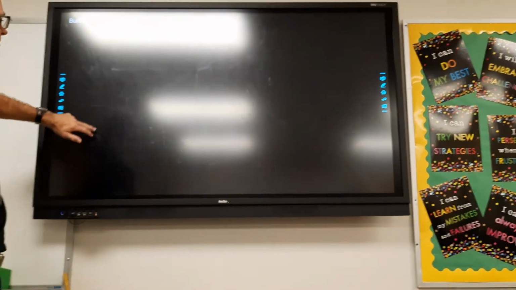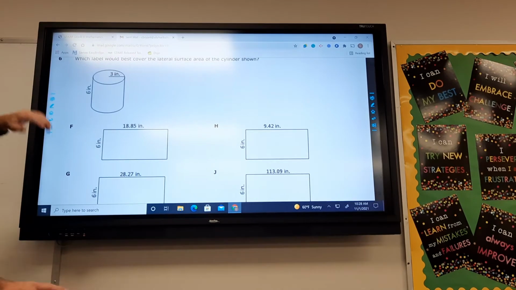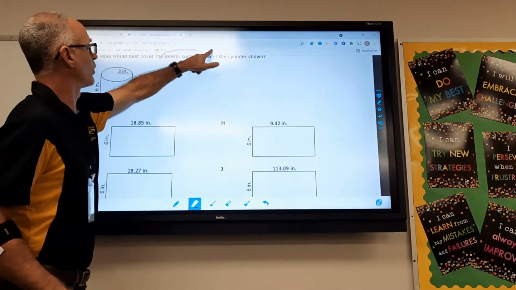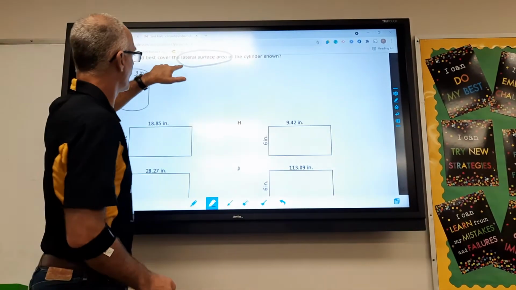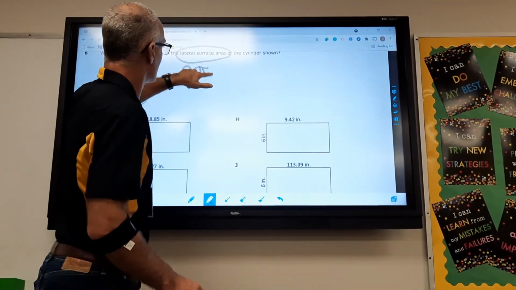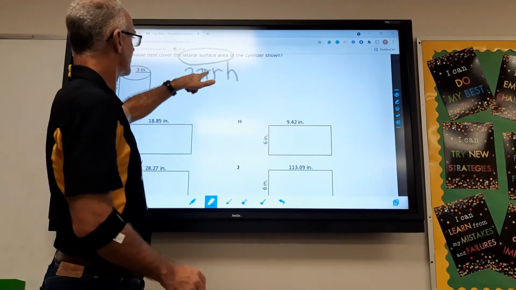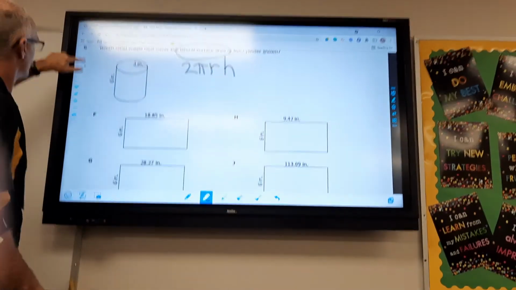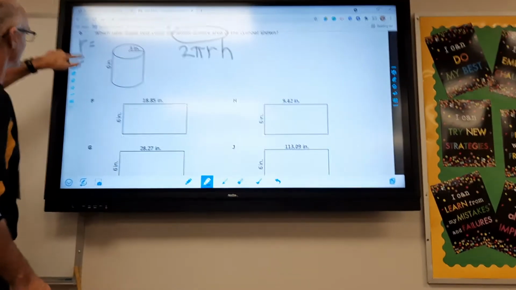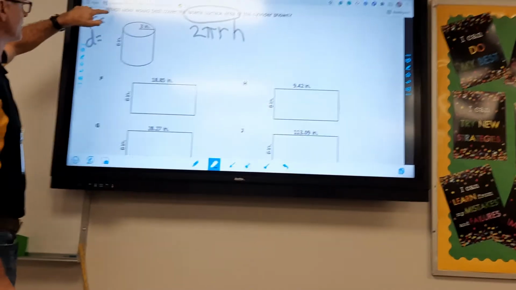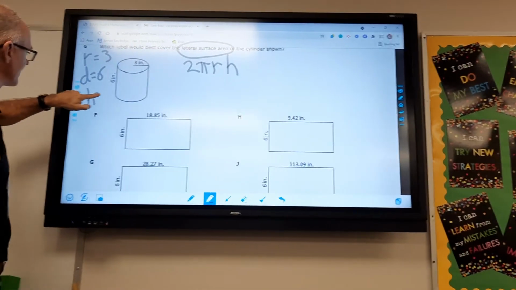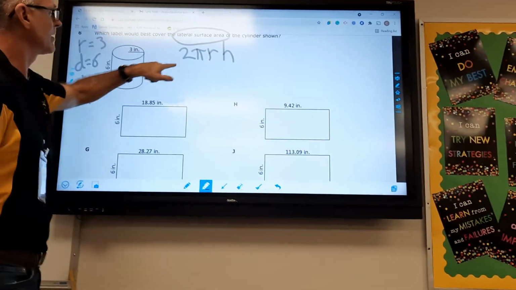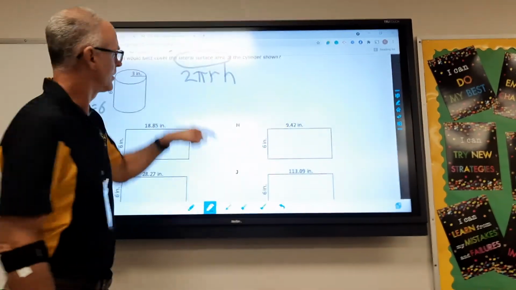Finally, number 6. Lateral surface area, which means we don't include the bases. Which is this equation: 2 times pi times radius times height. They give us the radius, which means the diameter is 6. The height is 6. So we can plug all these in now.